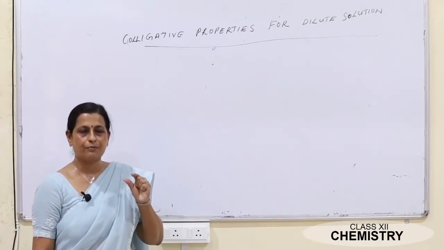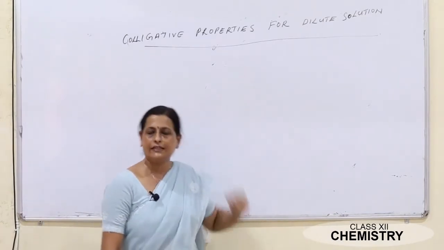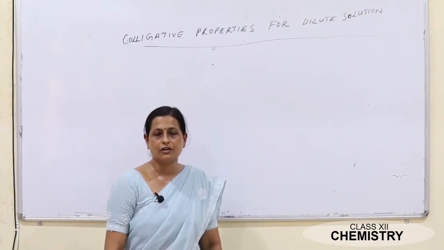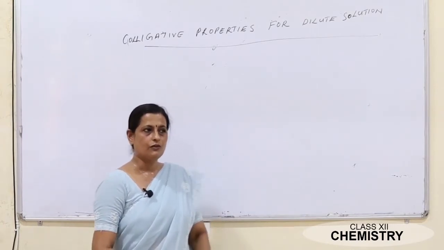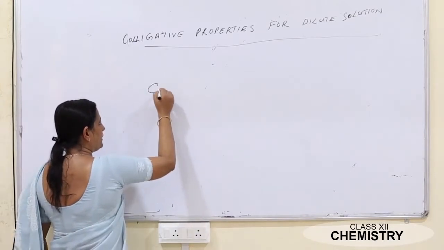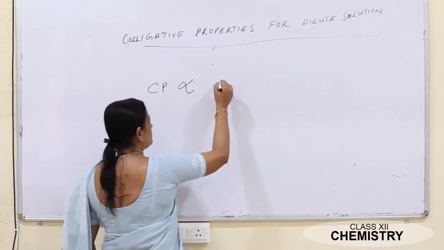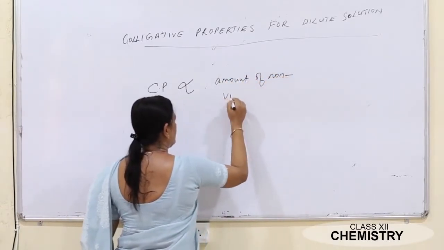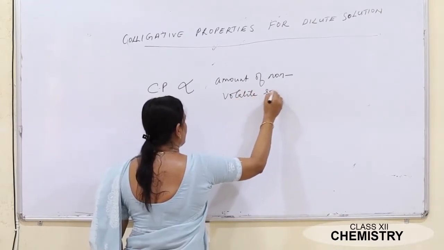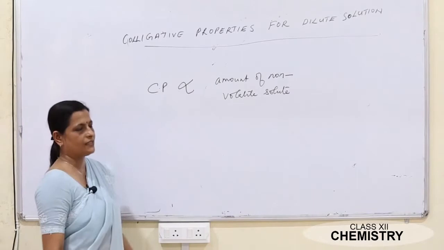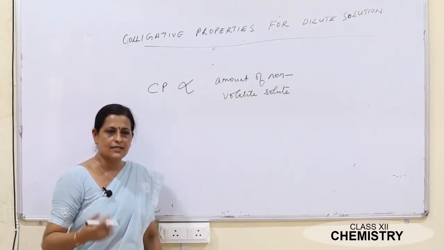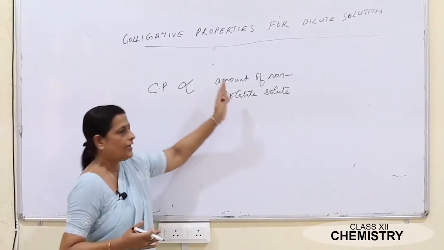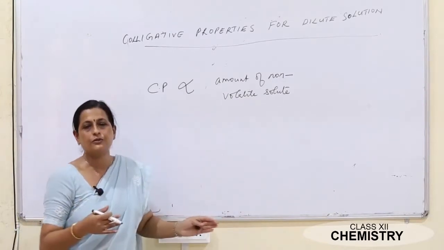The property which depends upon the amount of non-volatile solute which we are adding in the solution and not upon the nature of the non-volatile solute. So what can you say? Colligative property is directly proportional to the amount of non-volatile solute. It does not depend upon the nature of the solute, whether it's a solid or a liquid, or whether it's an electrolyte or a non-electrolyte, or in a molecular state. Whatever state it is, it doesn't matter, it just depends upon how much solute you are adding.